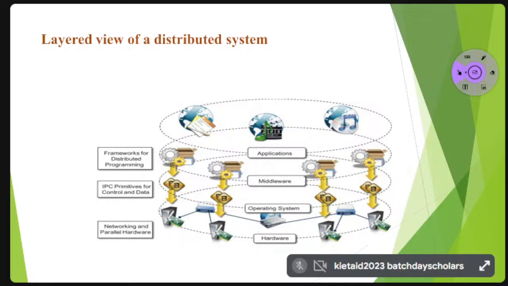So write down these 1, 2, 3, 4 layers. It is working in such a way that these are the different kinds of layers inside the distributed environment. Note down these four names: hardware, operating system, upon this middleware, and on top it is applications.